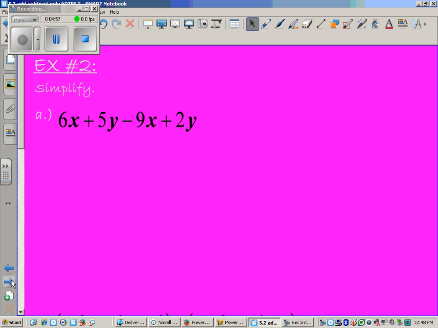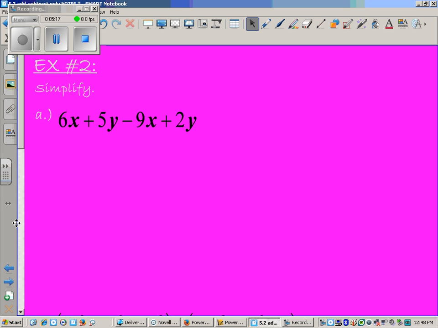All right, so the last thing we're going to do is we're going to simplify polynomials. If I give you this polynomial, 6x plus 5y minus 9x plus 2y, and I ask you to simplify, what can I do to simplify this polynomial?